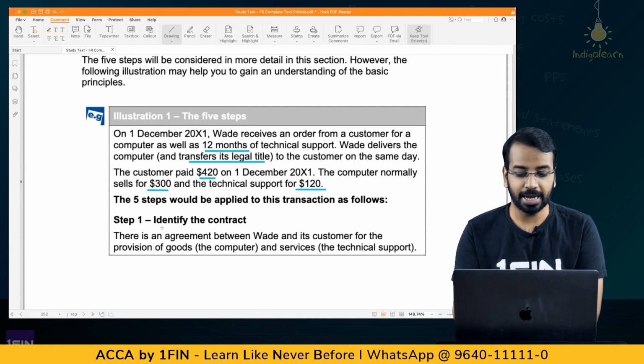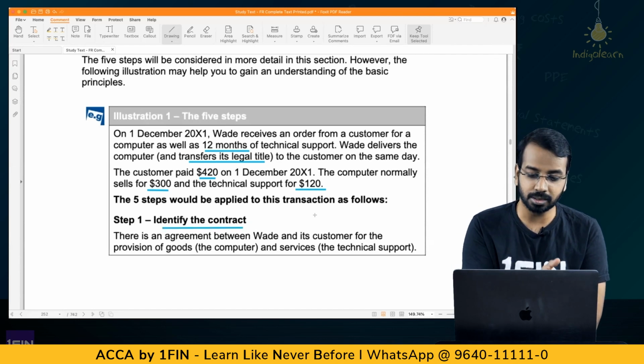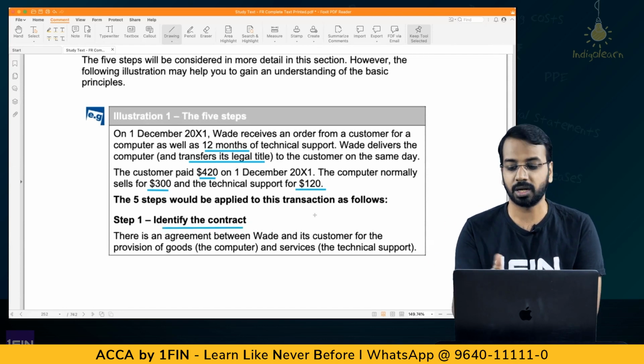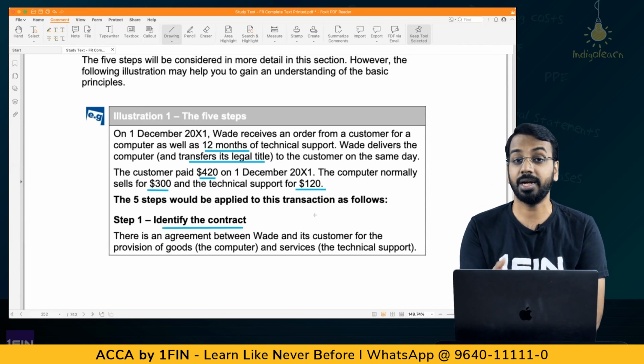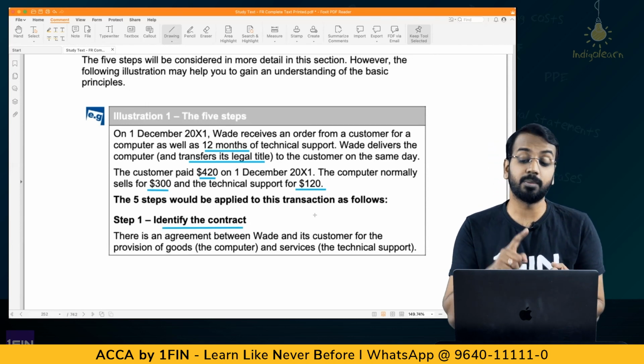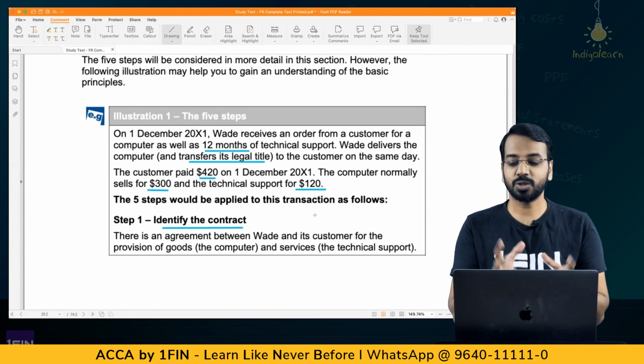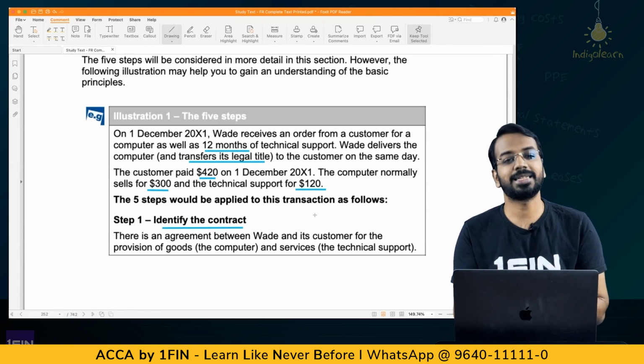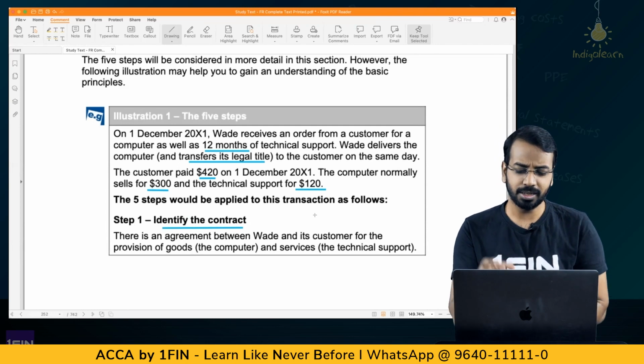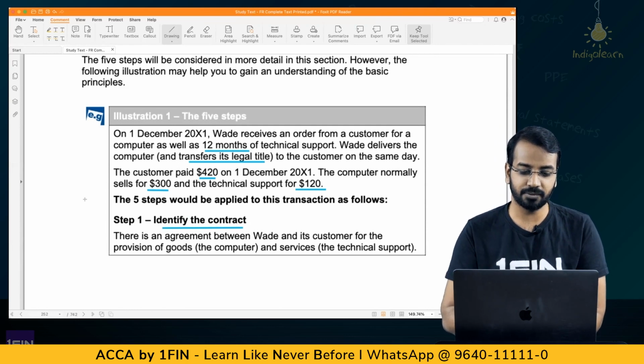The first one, identify the contract. So there is a contract between the customer, the name is not given, and the supplier. And what is the contract about? We will provide you a computer and we will provide you technical services. So that is a part of the contract. Again, it can be written, oral, implied, all of that. So there is a contract. Okay, that's the first part.